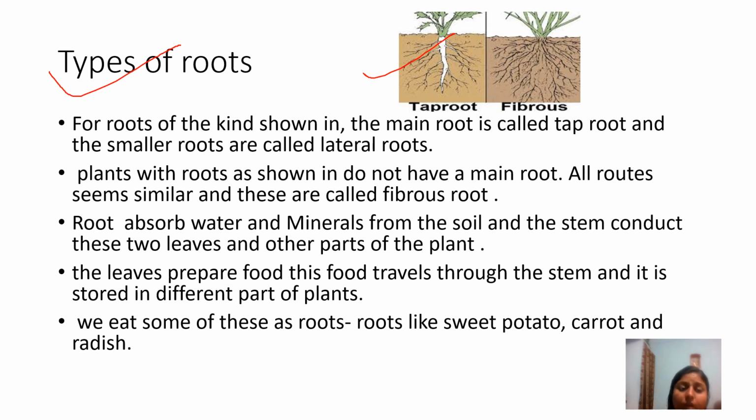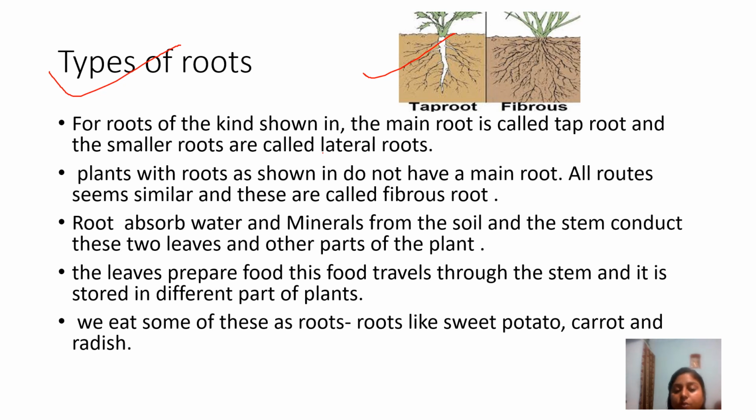For roots of this kind, the main root is called the taproot and the smaller roots are called lateral roots. Plants with roots as shown do not have a main root. All the roots seem similar, and these are called fibrous roots.